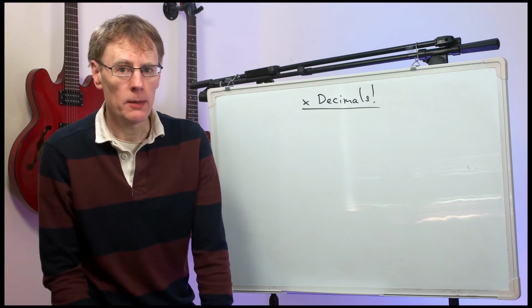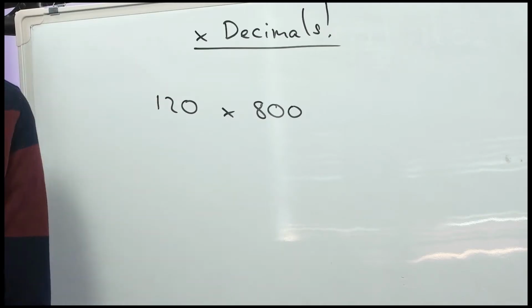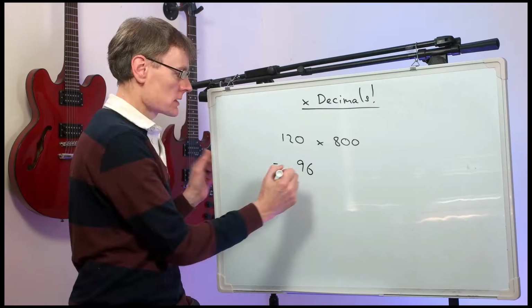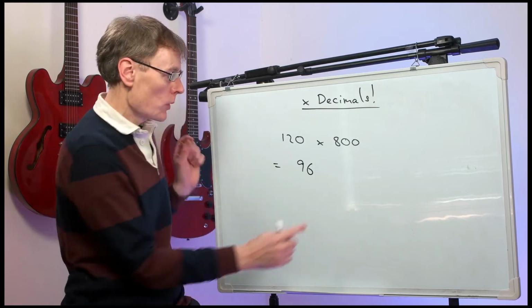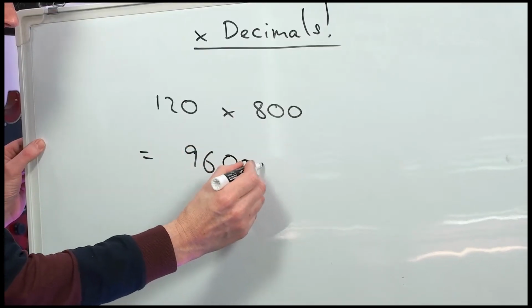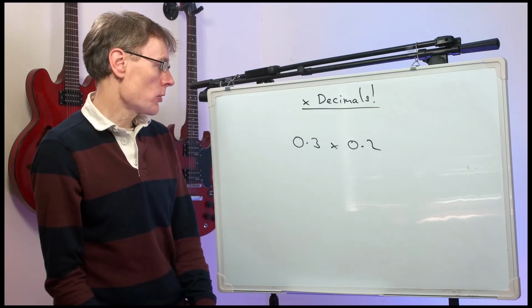It's rather like multiplying big numbers. You wouldn't multiply 120 by 800. You would do 12 times 8. 12 eights are 96, but that's too small. We need to make it 10, 100, 1,000 times bigger. 96,000.